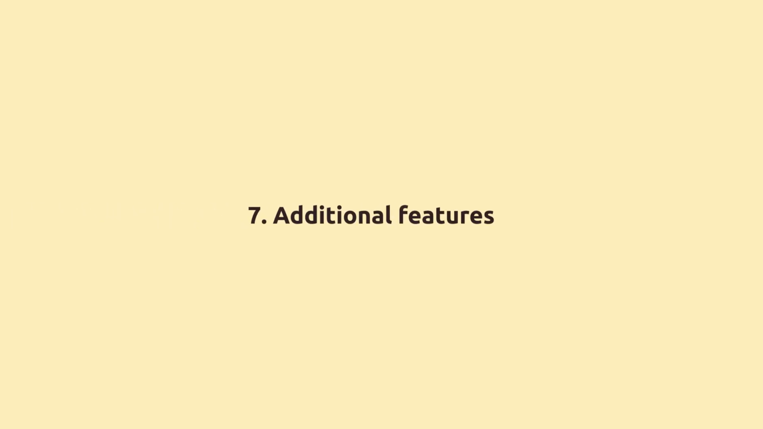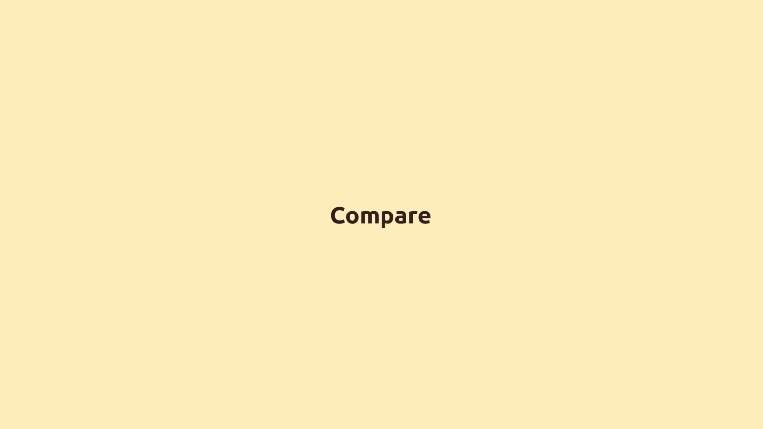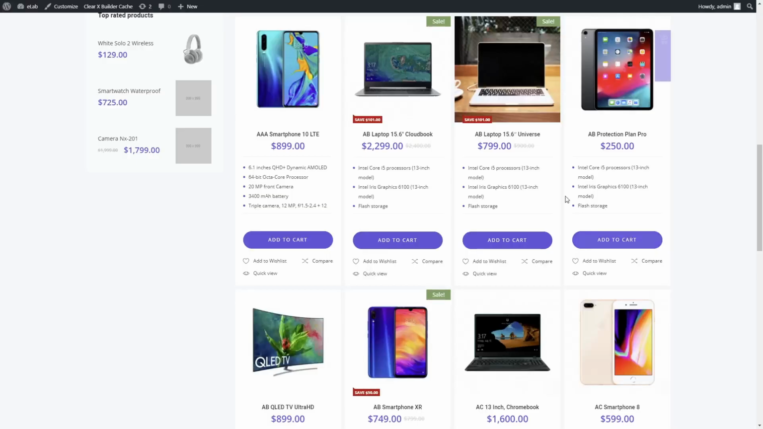Besides everything we listed, we saved several useful features for you. Yith, a plugin with tools that are vital for e-commerce. By using it, you can add compare, quick view, and wish list options to the store. Take a look at these features. This could be really helpful for customers to make a purchase decision.